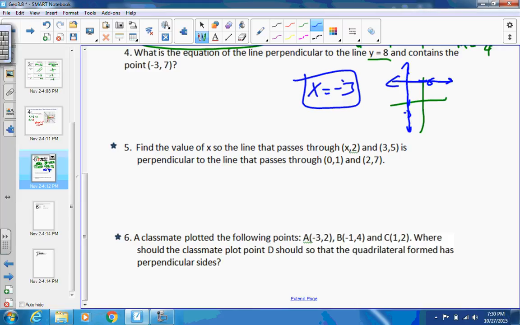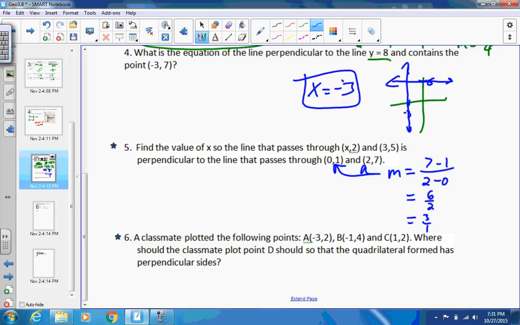So if we know the slope for the second one, let's just do that. M equals, let's do it for these two, 7 minus 1 over 2 minus 0. Honestly, I haven't done this one for a while, so I'm trying to think about how we can do it. So let's just start by finding the slope of the one that we know all the points for. That'll be equal to 6 over 2, which is equal to 3 over 1.